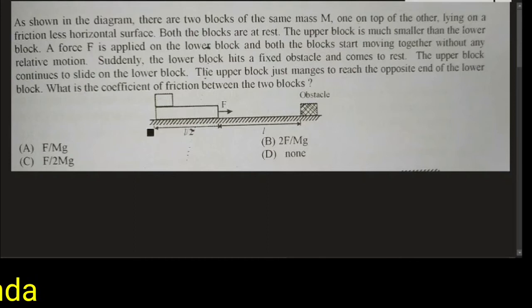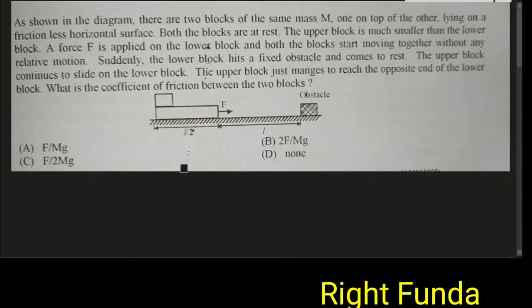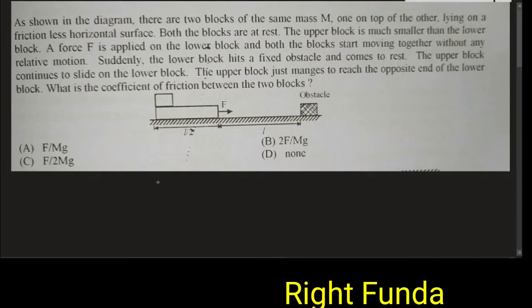These two lengths are given. L by 2 is the length of the plank, and the plank's right end is at a distance L from the left end of the obstacle. So once you understand the question, you can pause the video and try, and I'll be discussing the solution right now. Okay. So what will be happening?